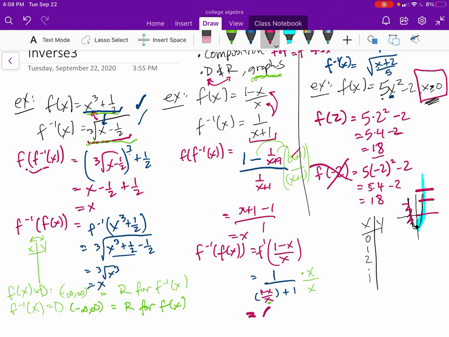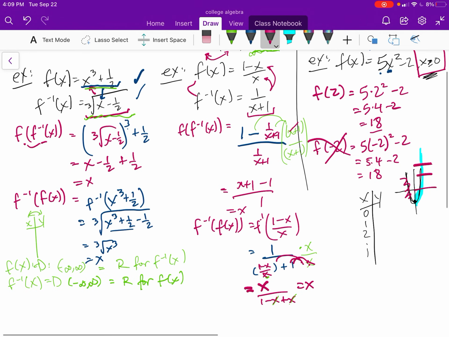X times 1, x. And then distribute in the denominator. X times all of that, the x's would cancel, and I would just have 1 minus x. And then plus 1 times x is x. Again, x's cancel, negative x plus x, right? So x over 1 is x. Because we got x on both compositions, I know for a fact these two were inverses. Okay, we are good to go.